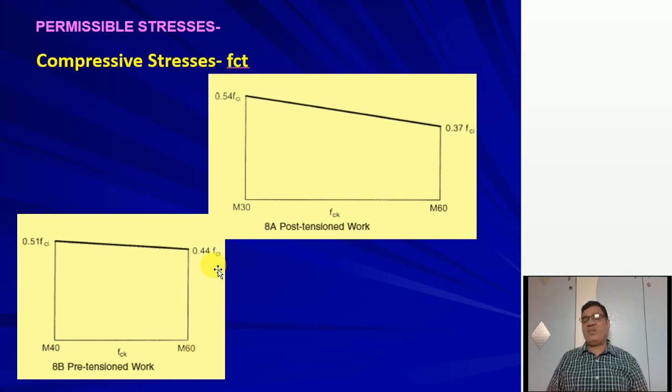What is this FCI? FCI is the compressive strength of concrete at transfer. That means whenever you transfer stresses to the concrete, in pre-tension work, we cut the wires, so the stress gets transferred from wires to the concrete, and in post-tension work, we provide tensioning to the wires. The strength at that time is called FCI. So these values are given in terms of FCI. For in-between grades of concrete, we can do interpolation. Now these are the stresses at transfer.